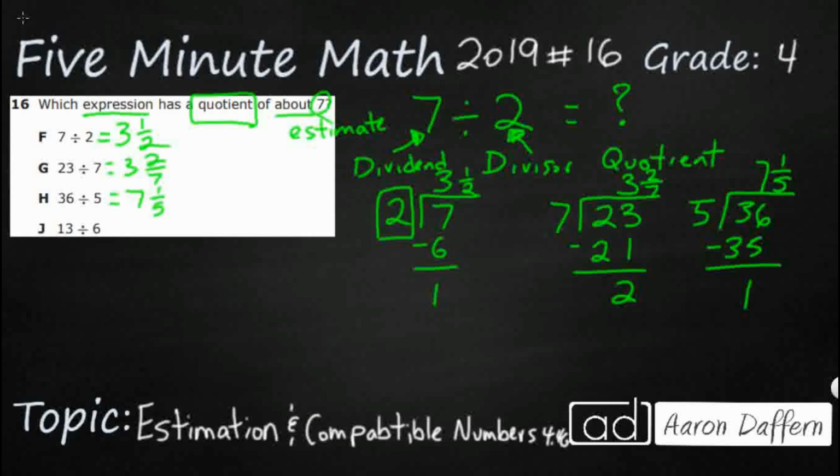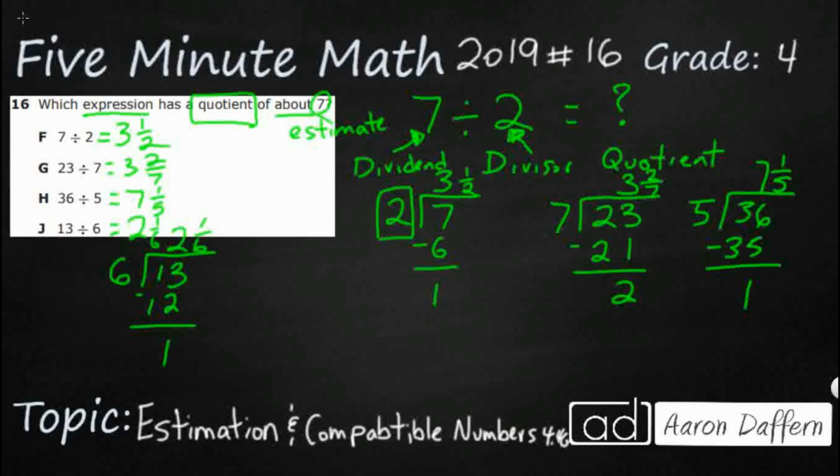Let's just check this one, 13 divided by 6. So 6 goes into 13, and that is going to be just twice. 6 times 2 makes 12. It's going to have a remainder of 1. So this is just 2 1/6. That's not very much.